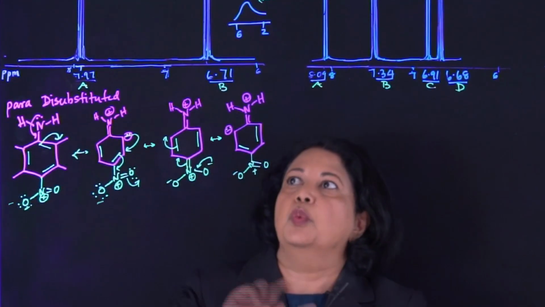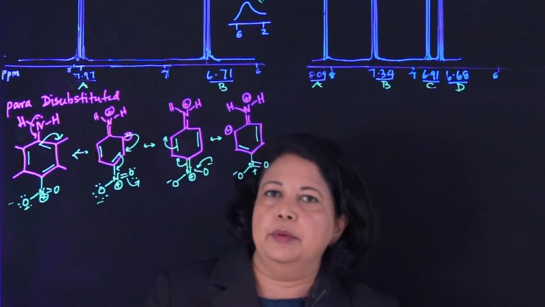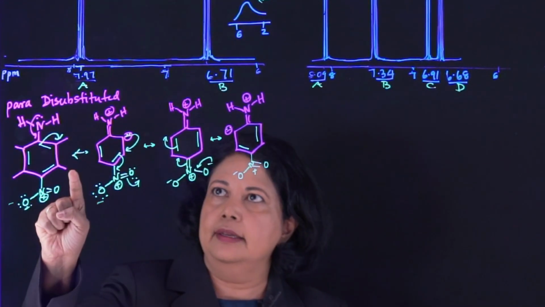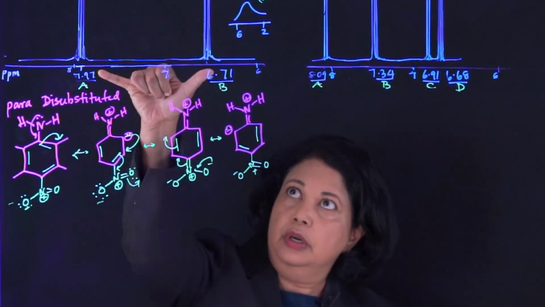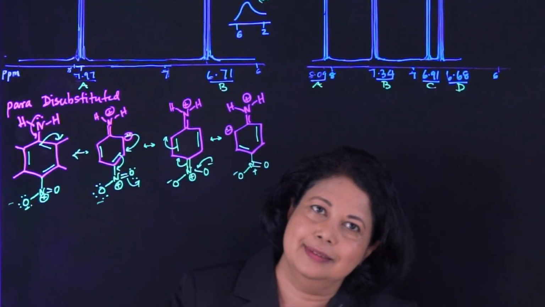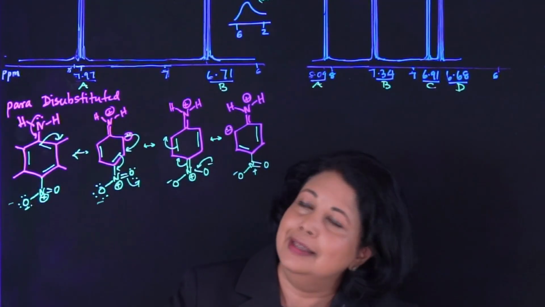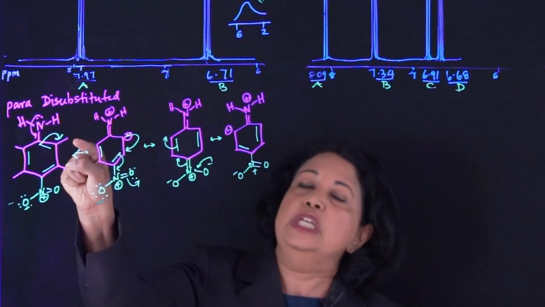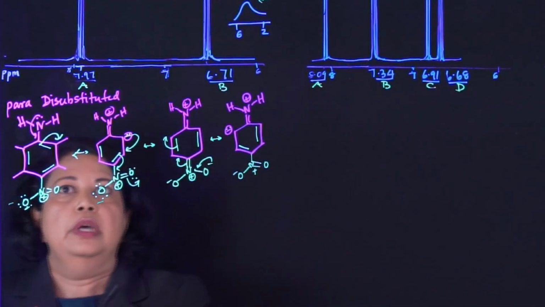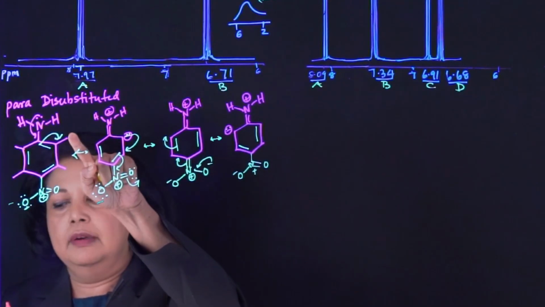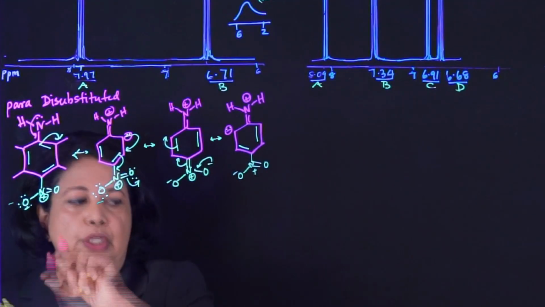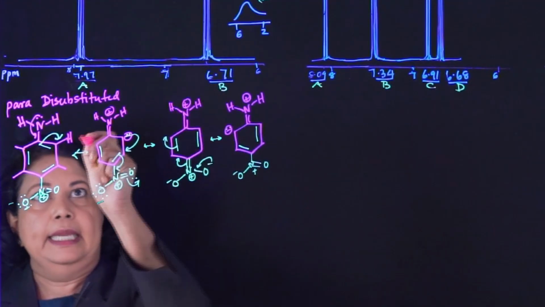My question is, which one do you think is A and B? Is this A or is this A? Or which one do you think, looking at these values? Yeah, we talked about it. More electron density would be shielded. Therefore, this would have a lower value than this. So this is going to be your HB.